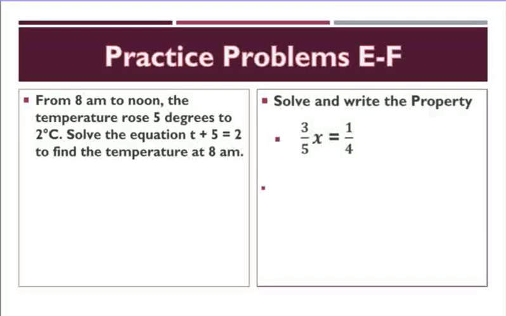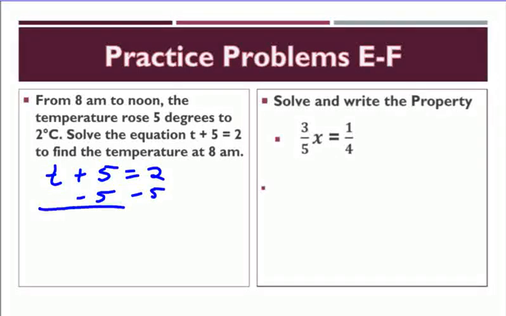And our last slide here. From 8 a.m. to noon, the temperature rose 5 degrees to 2 degrees Celsius. Solve the equation T plus 5 equals 2 to find the temperature at 8 a.m. So I'm going to start off writing my equation. The opposite of adding 5 is subtracting 5. So I'm going to subtract 5 on both sides. And that would give me a -3. It would be -3 degrees Celsius at 8 a.m.